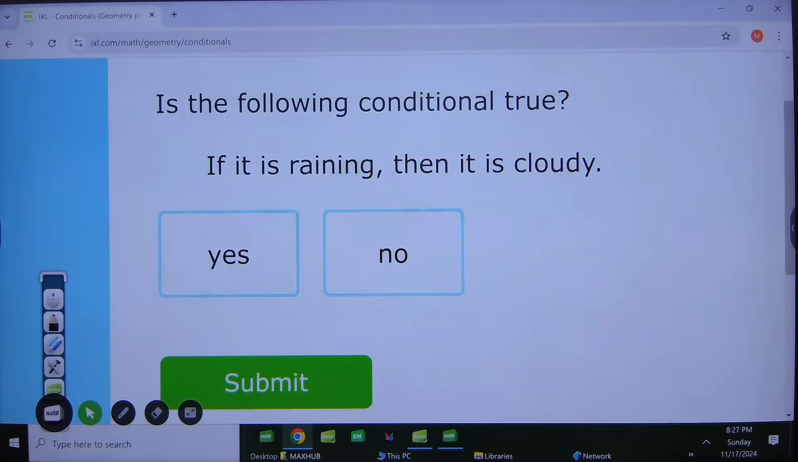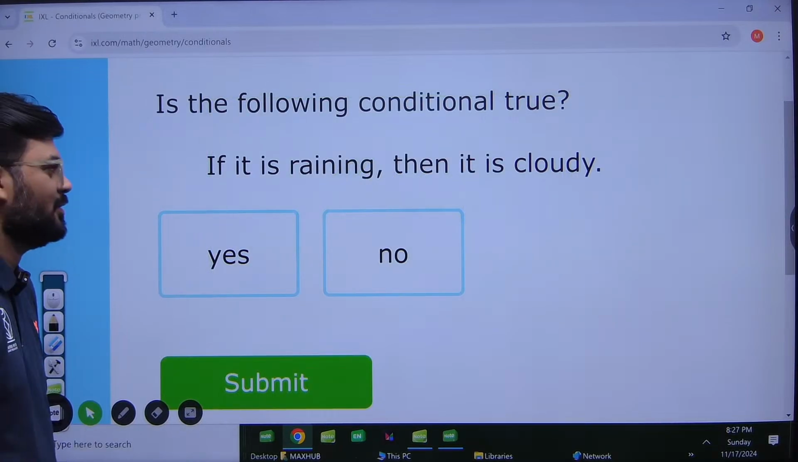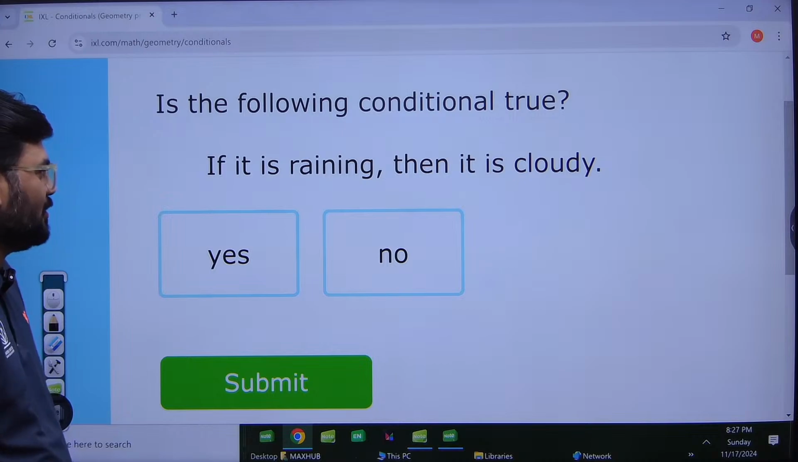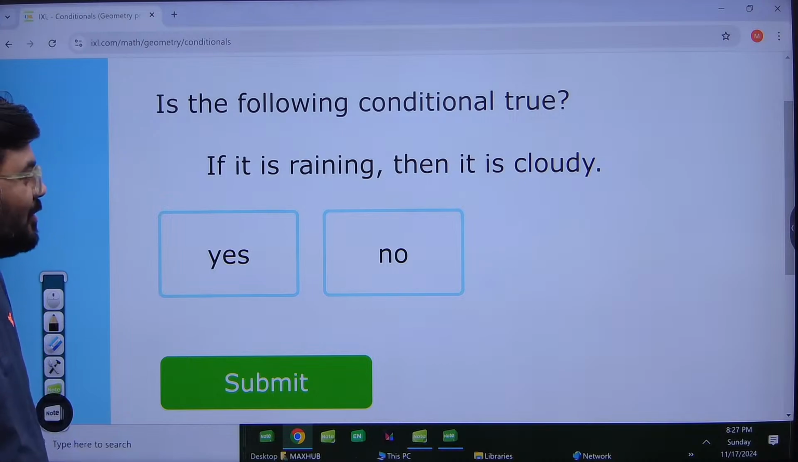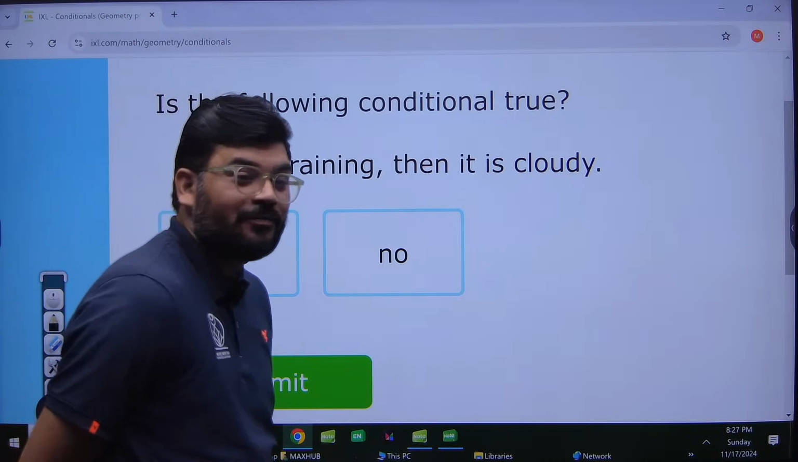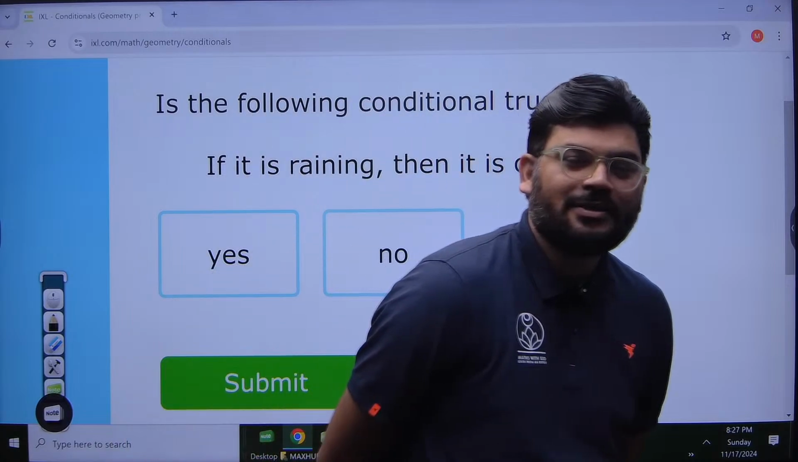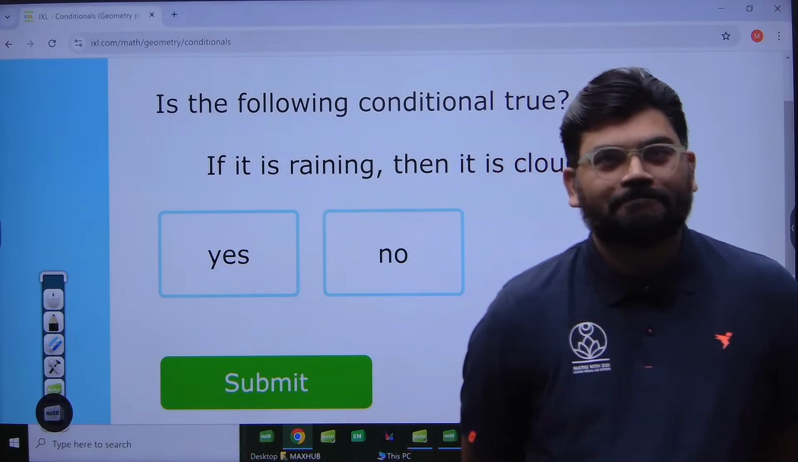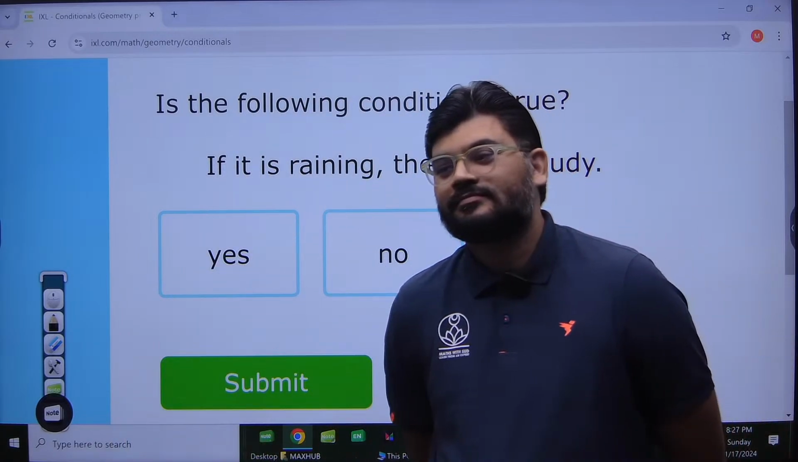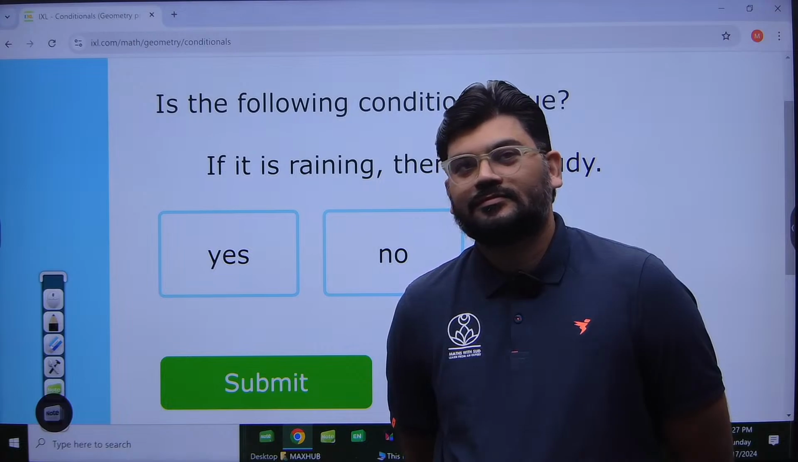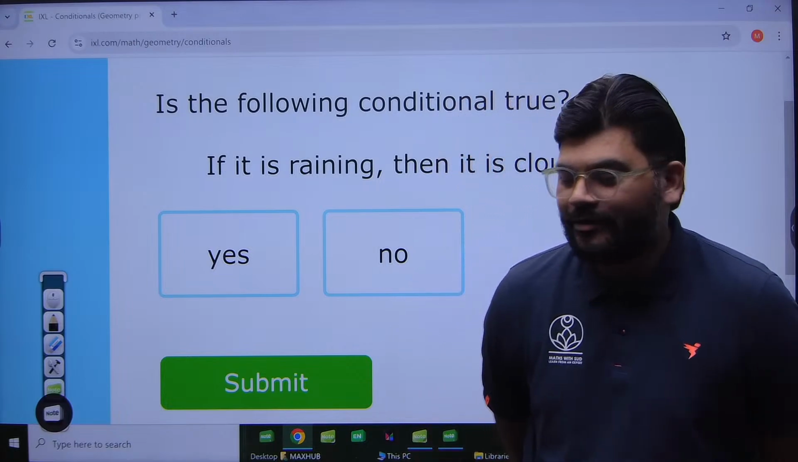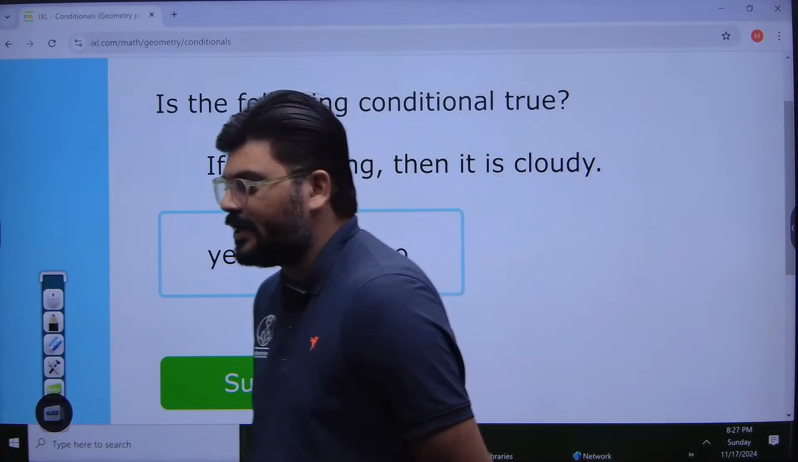Good one. If it is raining, then it is cloudy. Are you sure that only clouds bring the rain? No, because in Dubai they have artificial rain too. No, we are not talking about artificial rain. We are talking about only natural rain.